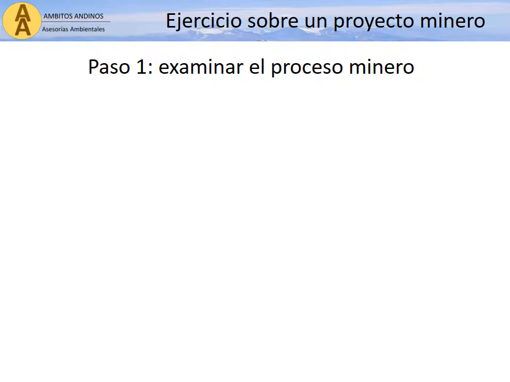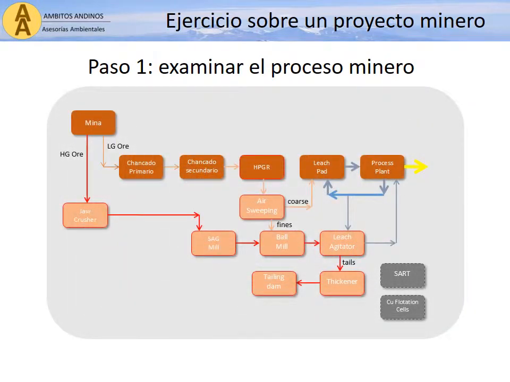Step 1 is to examine the mining process that requires permitting. Only when you understand the process can you plan its permitting. This means understanding the resources and inputs in each part of the process and the emissions, wastes and products that are generated.